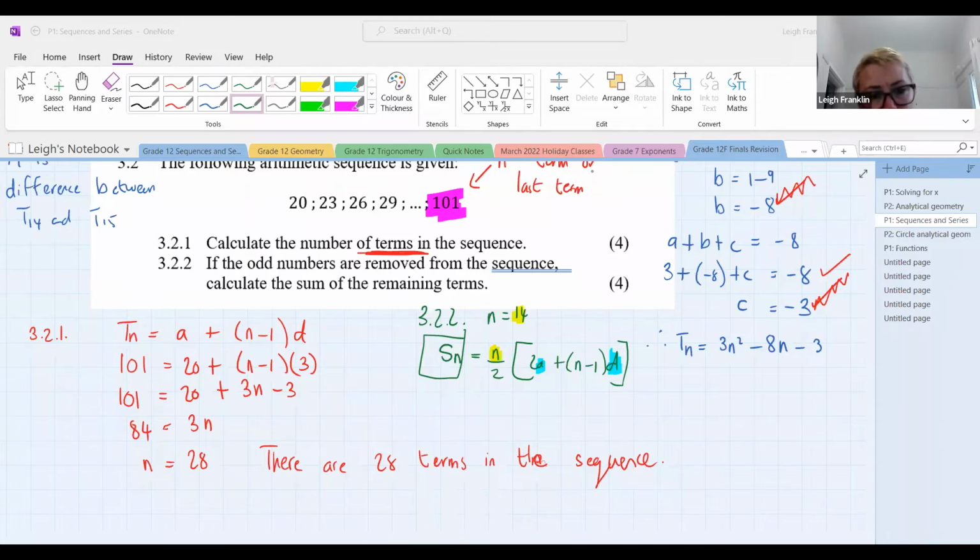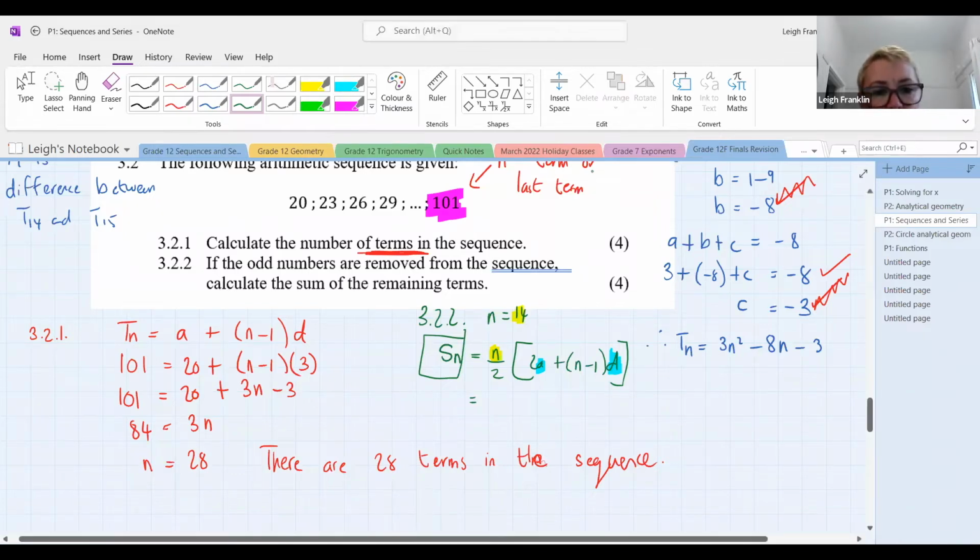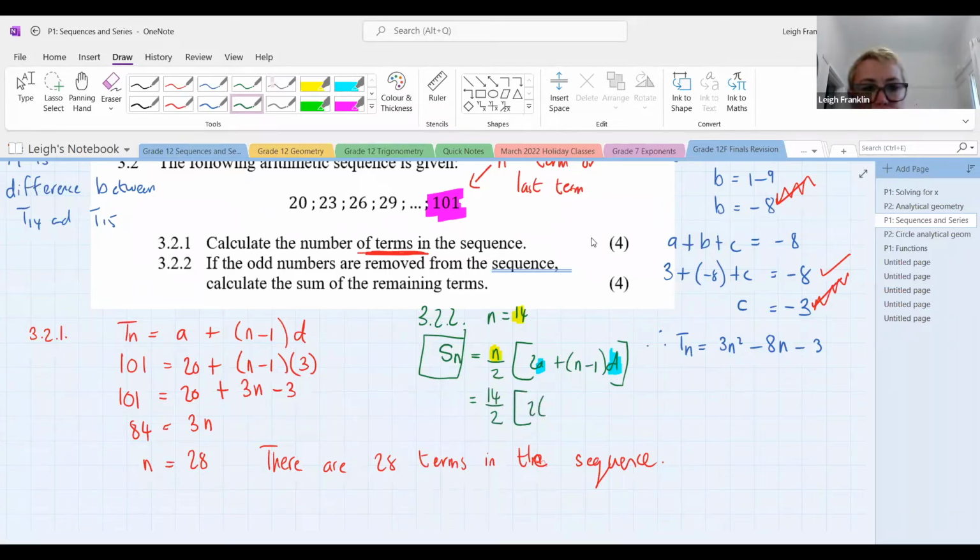Okay. Where were we? Yeah, so my question is, what is a equal to? a is equal to 20, absolutely, because it's the first number and it's an even number. Plus n minus 1, so that's going to be 14 minus 1. And what is our difference? I think someone already said that.